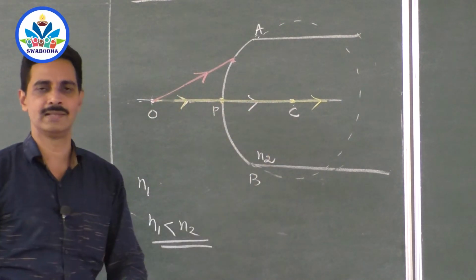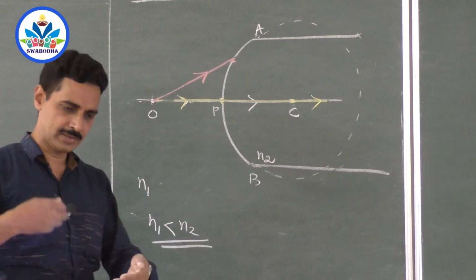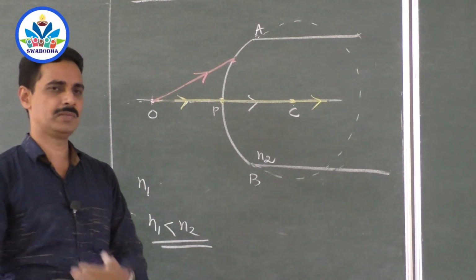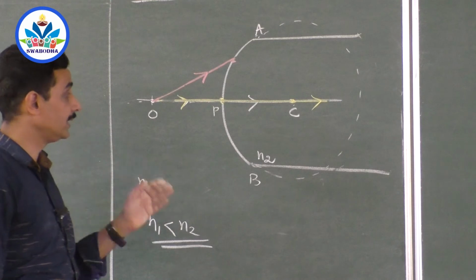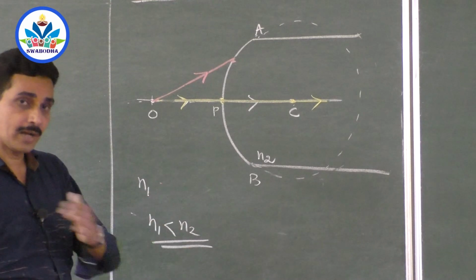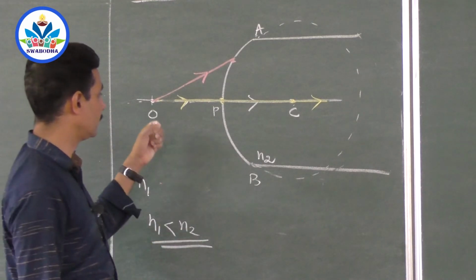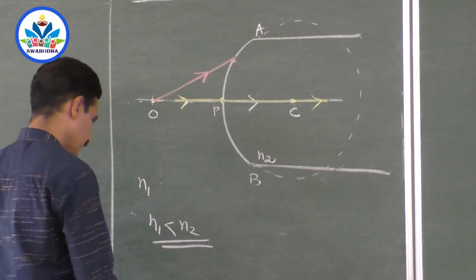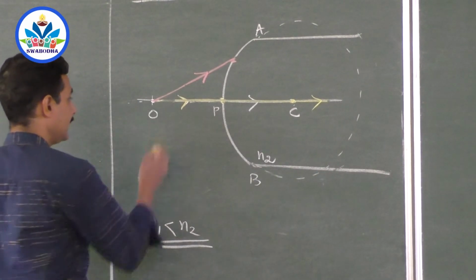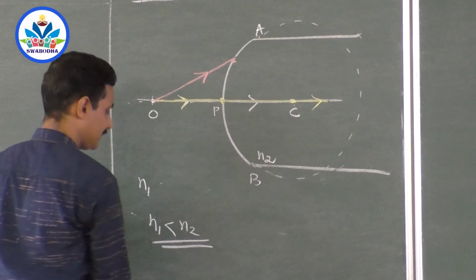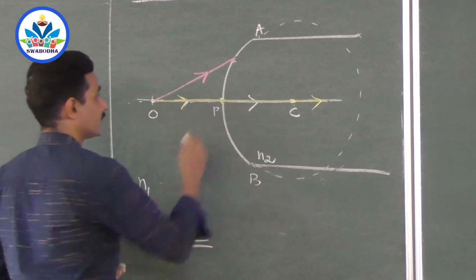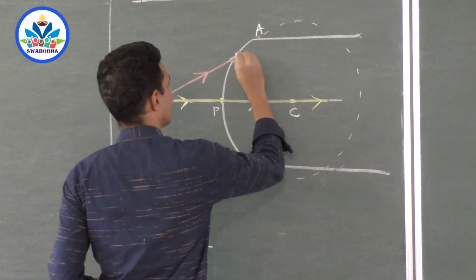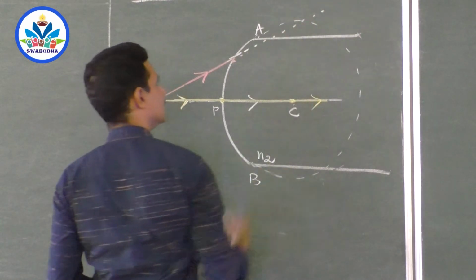Its speed decreases. In the optically rarer medium, its speed is more. In the optically denser medium, its speed is less. When its speed is decreasing, it should bend towards the normal. When a ray of light moves from rarer to denser medium, its bending is towards the normal. So if it bends towards the normal, what is the original direction? Original direction is like this. You know it, right? This is the original direction.